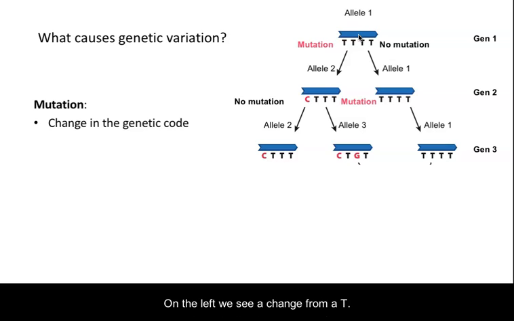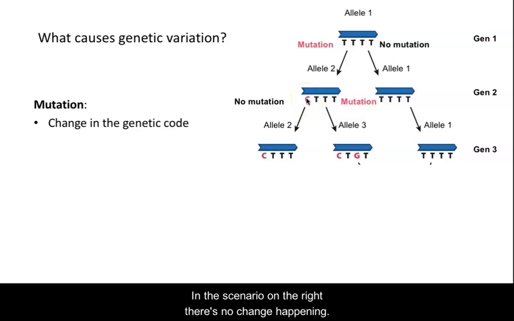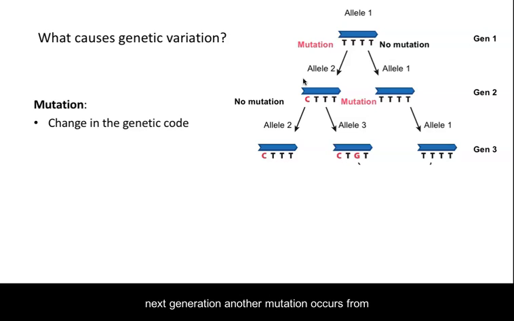On the left, we see a change from a T here to a C here. But in the scenario on the right, there's no change happening. If we follow the lineage on the left, we can see that in the next generation, another mutation occurs from a T into a G.